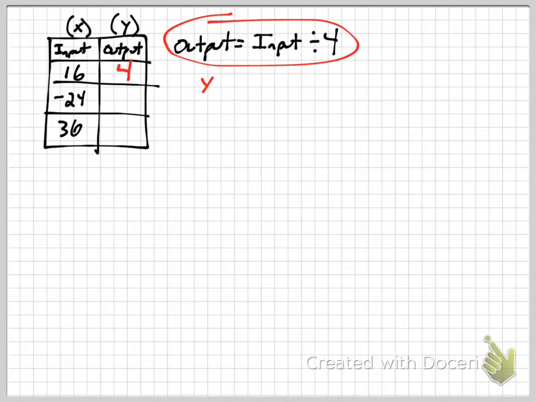Next one, -24. If that's the input, the output, Y, equals the input, -24 divided by 4. What is -24 divided by 4? -6. How many of you got that right? The next one, 36. I shove in 36. It's output equals input divided by 4. Input 36. 36 divided by 4 is? Does that make sense? This should be making perfect sense to you.